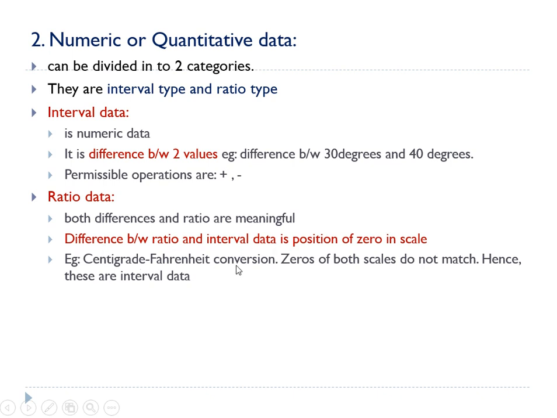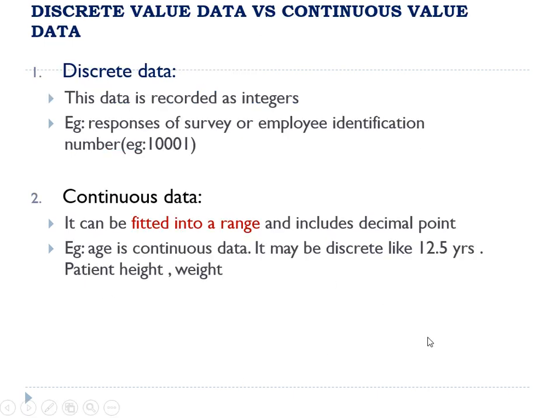Suppose you have to do a centigrade to Fahrenheit conversion. The zeros of both scales will not match, right? Centigrade has a different zero, and Fahrenheit has a different zero. Hence we can say this is interval data.